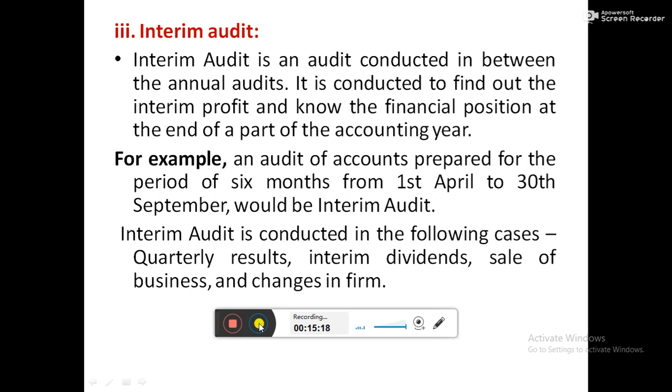Interim audit is conducted in the following cases. First, whenever the business wants to know the quarterly results of the organization, it can conduct interim audit. When an interim dividend has to be declared by the organization, it can conduct interim audit. When the business is sold to some other business, it can conduct this type of audit. And when the business changes the firm, that time also interim audit can be conducted.